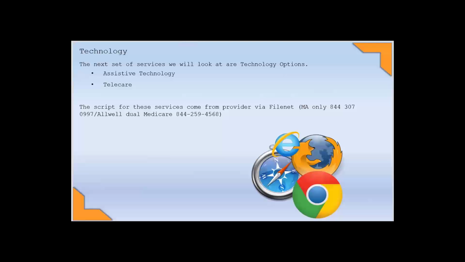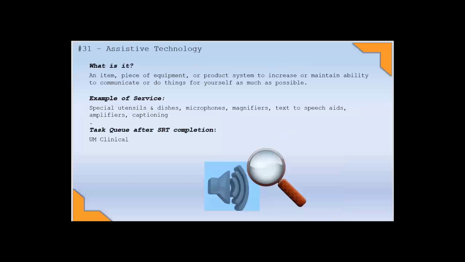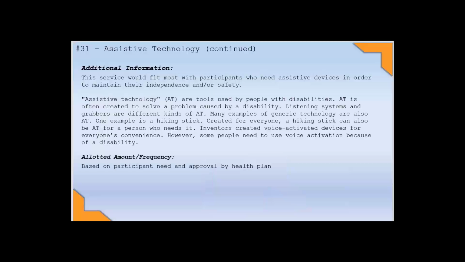The script for these services comes from the provider via FileNet, same as some of the other services. Then we have those numbers there for the provider to send them to. So the first one, assistive technology. This is an item, piece of equipment, or product to increase or maintain ability to communicate or do things for the participant self as much as possible. Example, magnifiers, special utensils and dishes, text-to-speech aids, all kinds of items like that. So this service fits most with participants who need these assistive devices in order to maintain their independence and or safety.